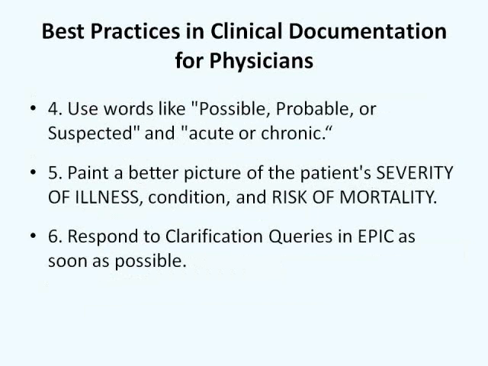Number four, use words like possible, probable, or suspected, and include words like acute or chronic. Number five, paint a better picture of the patient's severity of illness, the patient's condition, and the risk of mortality. Number six, respond to clarification queries in EPIC as soon as possible.